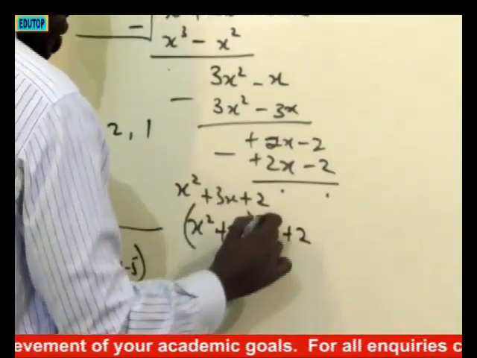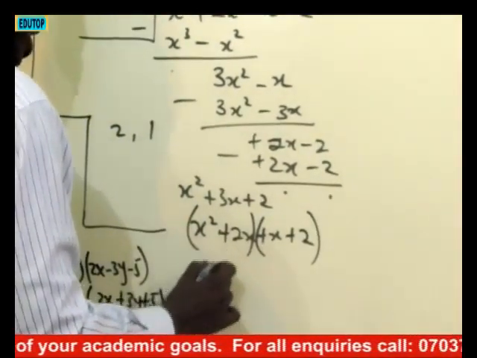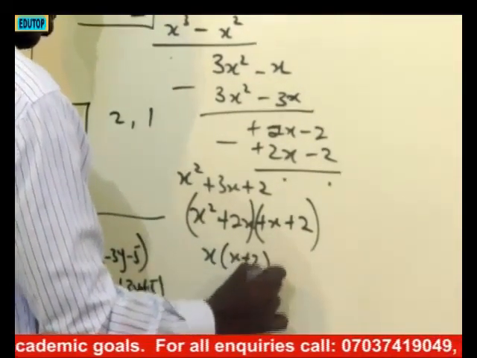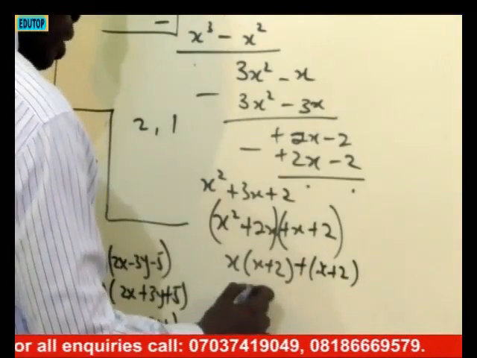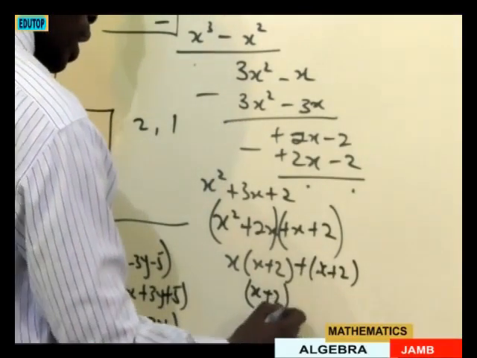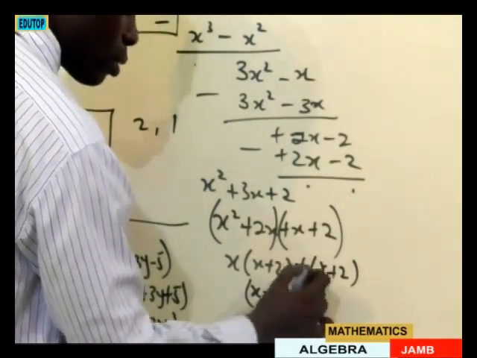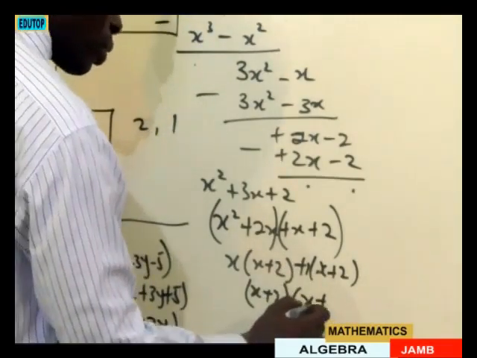And I will dissect this one. What is common here? x. x plus 2. What is common here? Plus 1. x plus 2. So I'll have x plus 2, x plus 1.